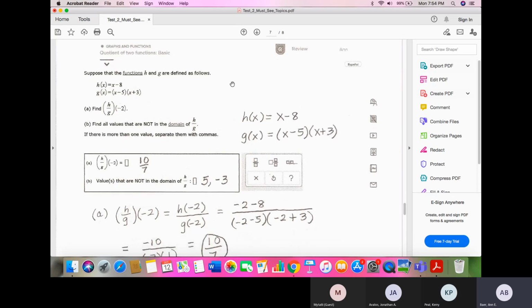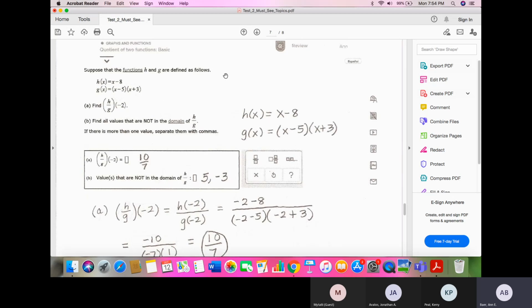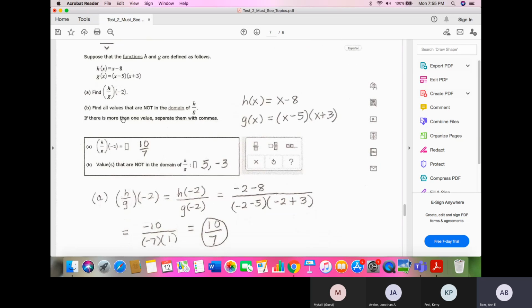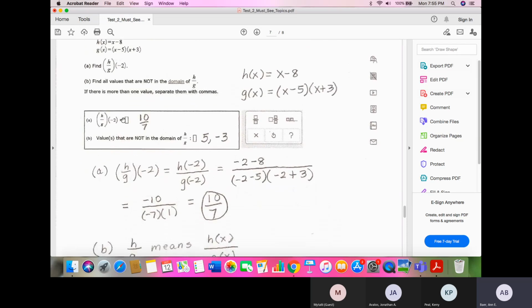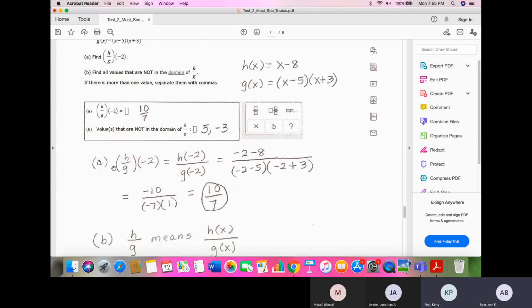So this is a two-parter. We have part A and B. h of x equals x minus 8. g of x equals (x minus 5)(x plus 3). So we've got two functions floating around. Part A: find h divided by g at an x coordinate of -2. So let's go down here and do part A first.